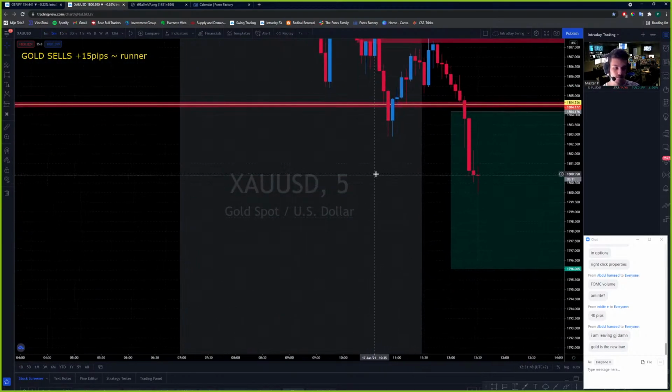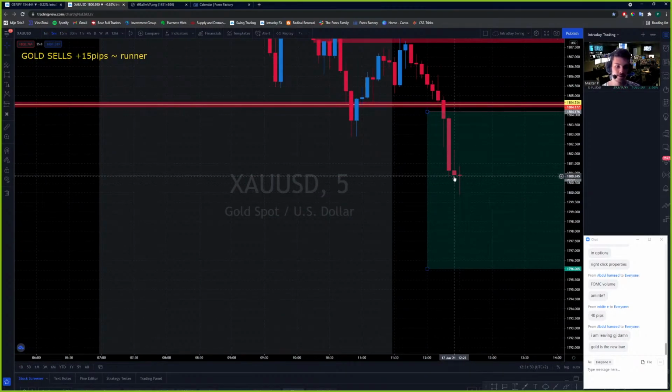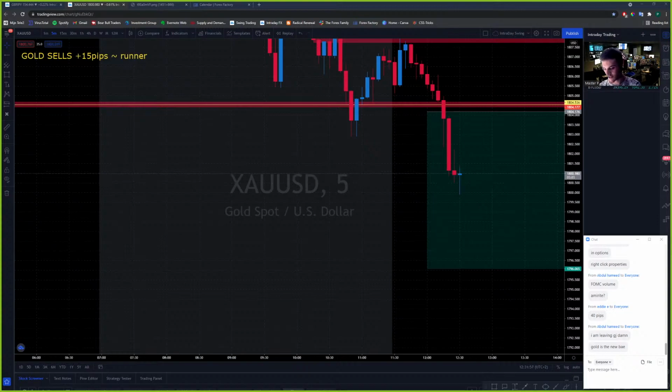Let's see how price forms. I'm gonna leave the rest running. I've already made back my losses. I'm in a tiny profit for the day. So if this small runner, 10% runner, does hit TP, then that's gonna put me up quite okay for the day. So let's leave it at that.